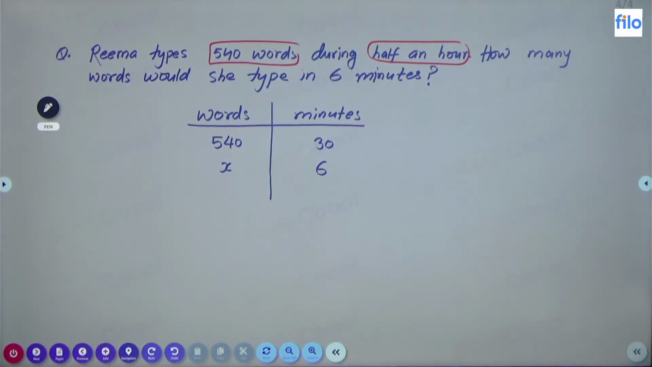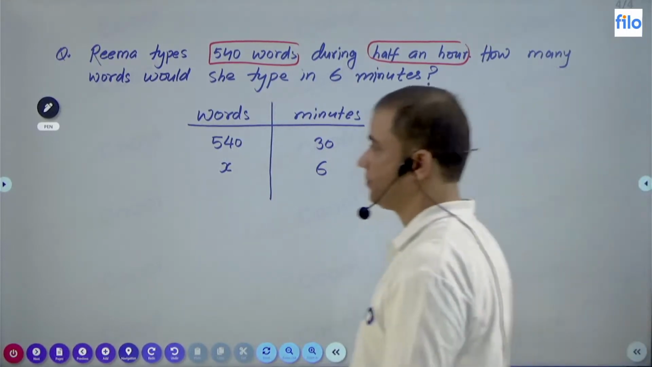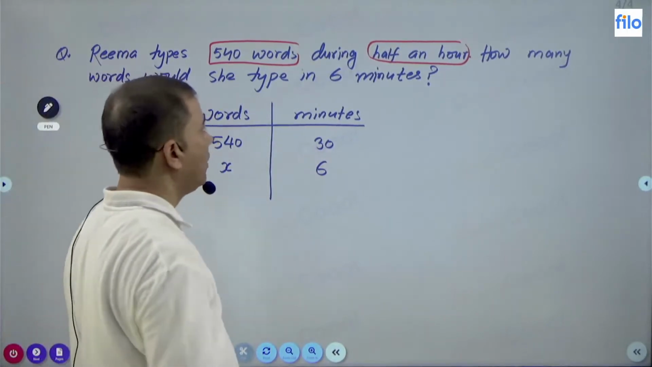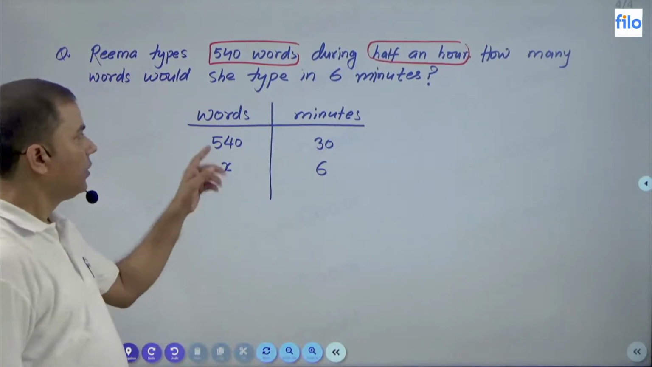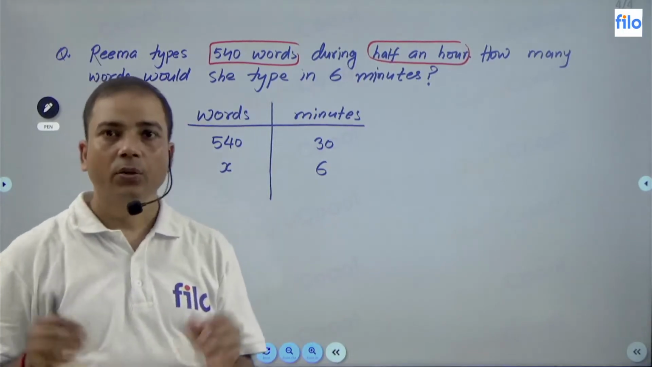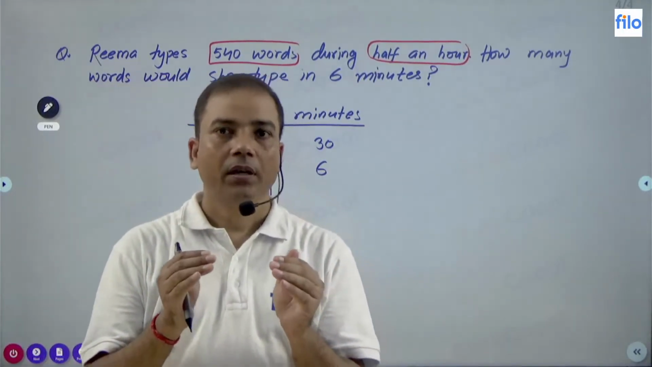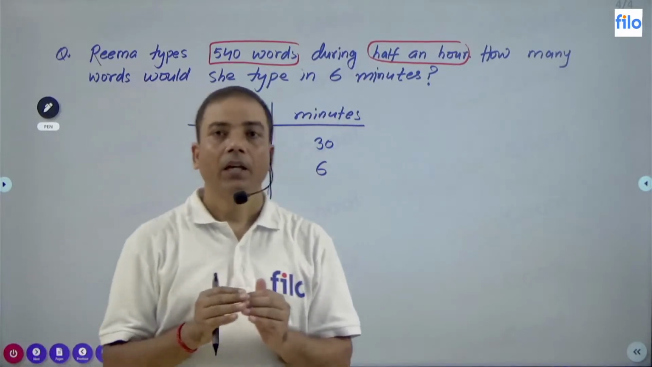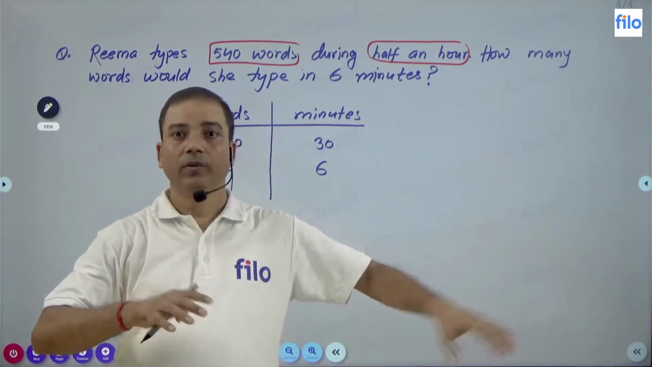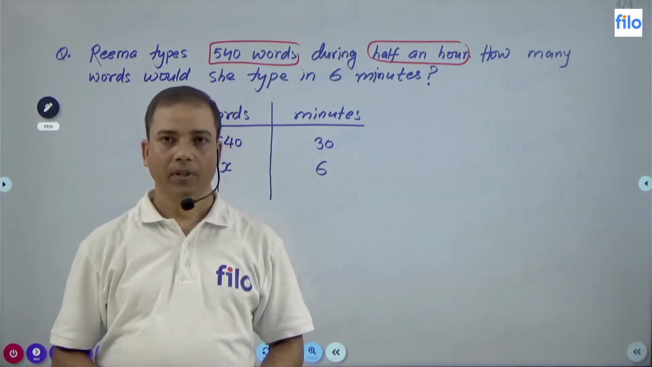Are you sure about direct proportion? Yes. Okay. How did you know that? See, it's very simple. You can think, if you type a lesser number of words, you take lesser time. If you have to type many pages, you will take more time. Isn't it?